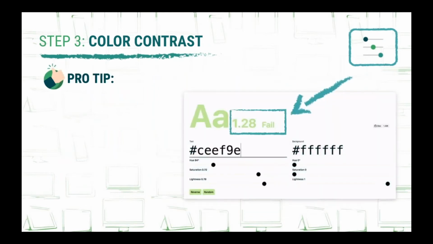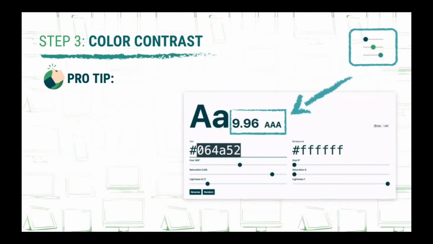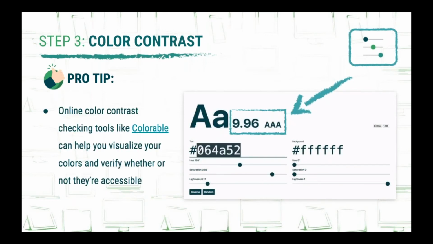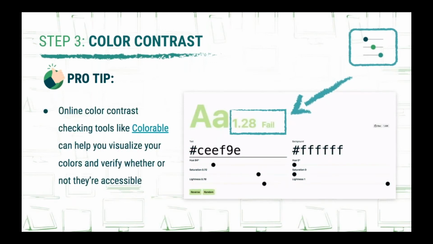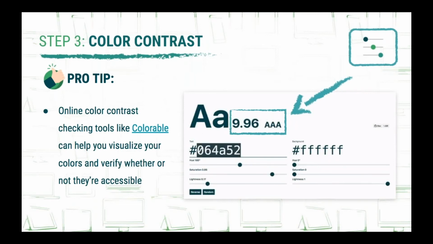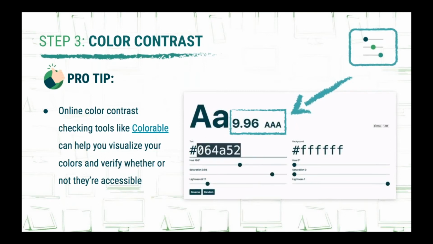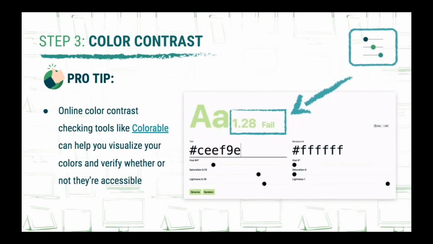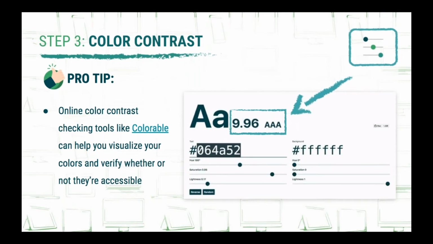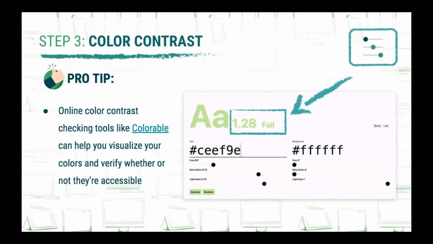So my pro tip for you on color contrast would be that all colors need to be contrasting for those with red-green color blindness and other visual impairments. Now, online color contrast checking tools like Colorable, which is the one I'm showing in my GIF, can help you visualize your colors and make sure they're ADA compliant. Just simply enter the color codes and it will verify whether or not they're accessible.